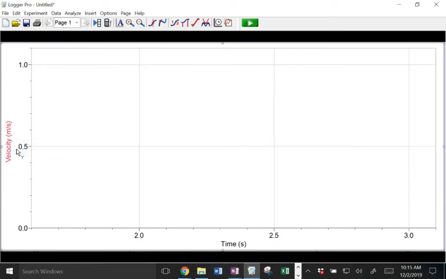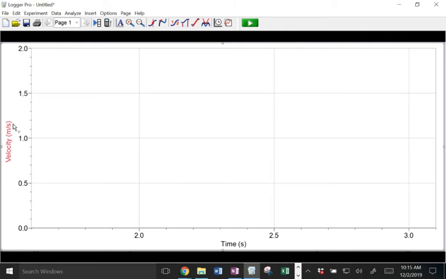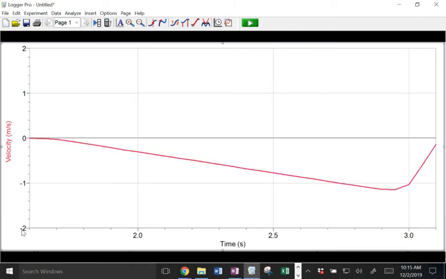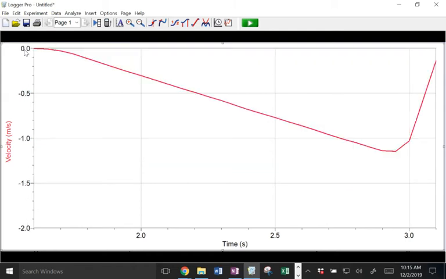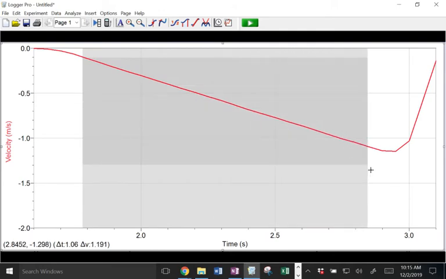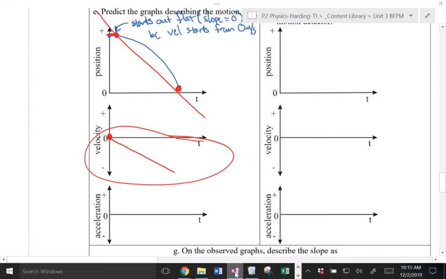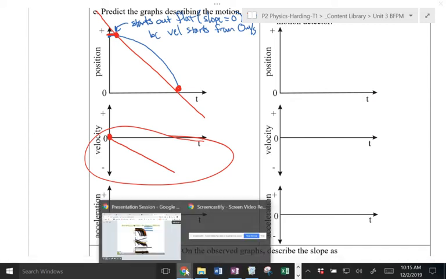Velocity versus time graph. Where is it? Riley says it's negative. So I don't need this part. In general, for most of the motion here, the bit I've got grayed out, that's looking like a linear negative slope velocity versus time graph starting from 0. So then the acceleration versus time graph.